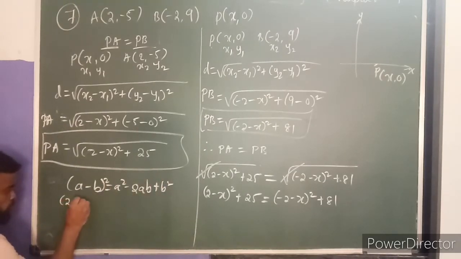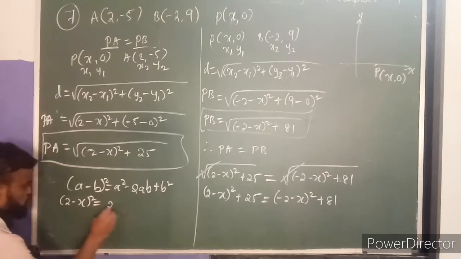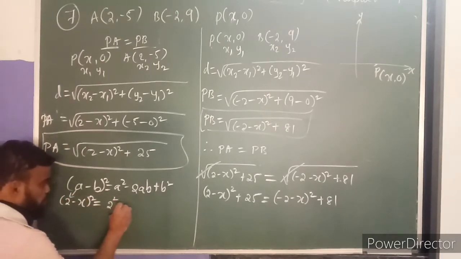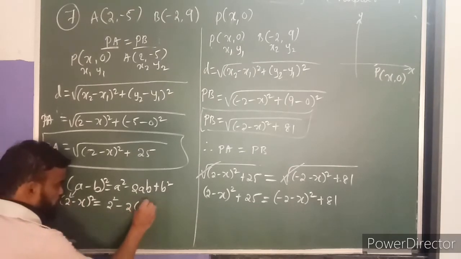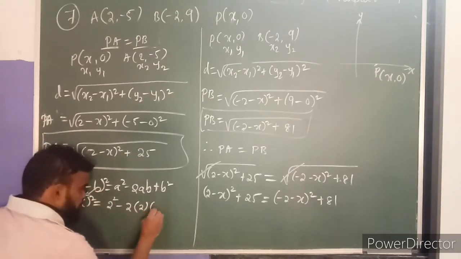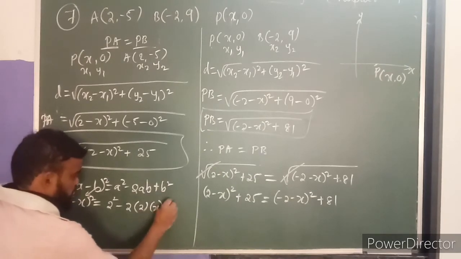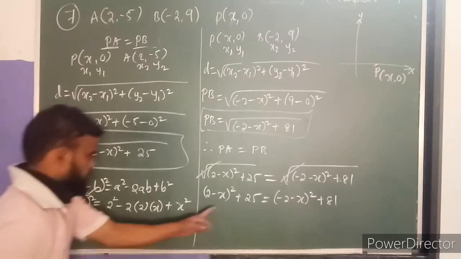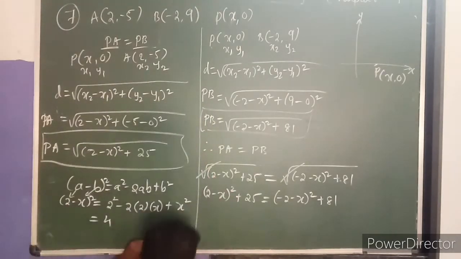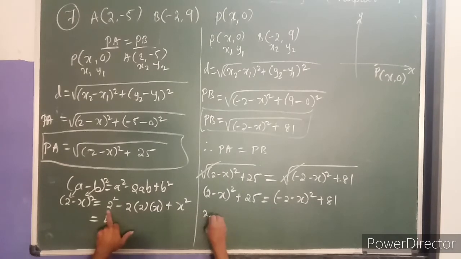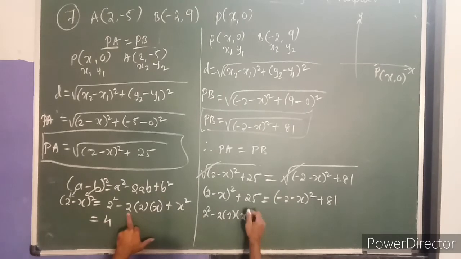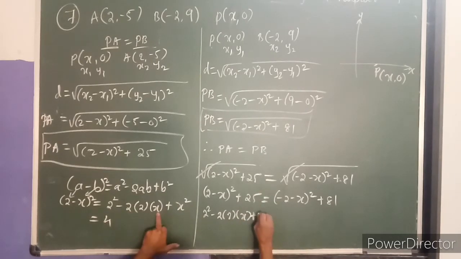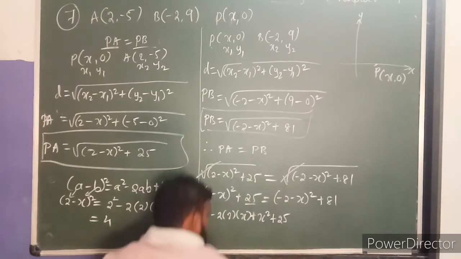See, 2 minus x whole square is equal to a square, a is 2, square minus 2ab, a is 2 and b is x, plus b square, that is x square. Now I will write here the same: a square minus 2ab plus b square, plus the last value, which is 25. According to that I wrote.